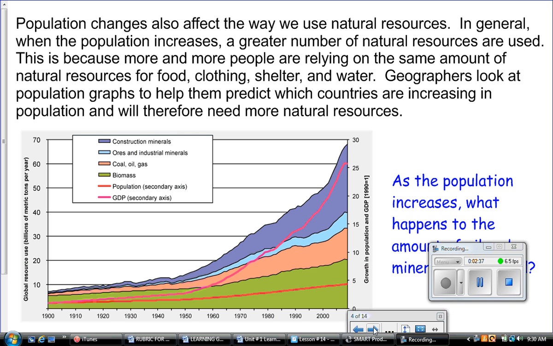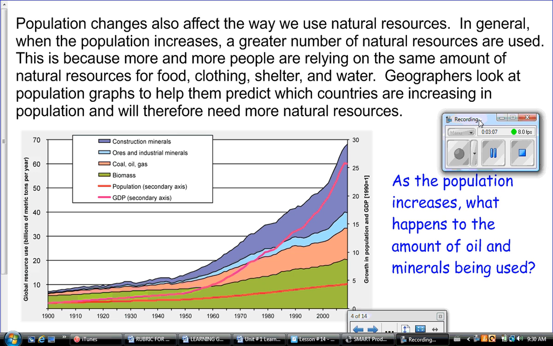Population changes also affect the way we use natural resources. In general, when the population increases, a greater number of natural resources are used. This is because more and more people are relying on the same amount of natural resources for food, clothing, shelter, and water. Geographers look at population graphs to help them predict which countries are increasing in population and will therefore need more natural resources. So here's a question for you to think about.